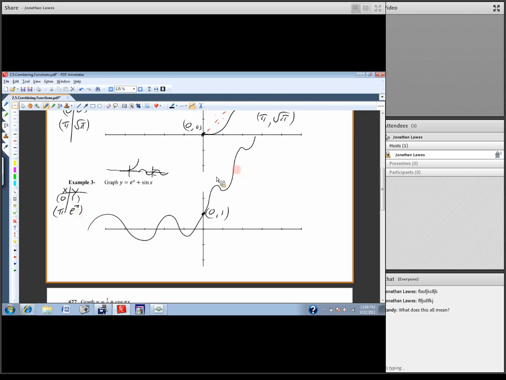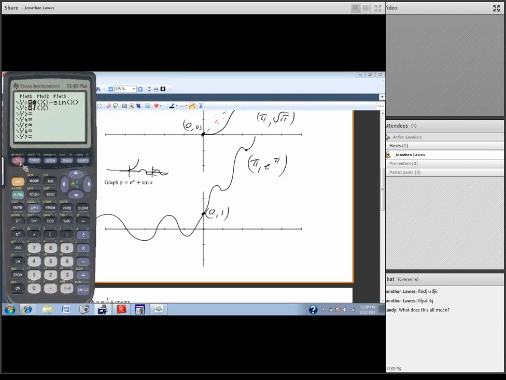Let's label another point here. That's going to be pi comma e to the pi. Now, just to double check, let's grab that calculator again. And let's type our functions in. Now, this is exponential base e and then we're going to add the sine of x. Now, hopefully we get a graph that looks something like this. And let's graph e to the x just for the heck of it, because that should be our, what did we call that again? That's kind of like our midline, okay?